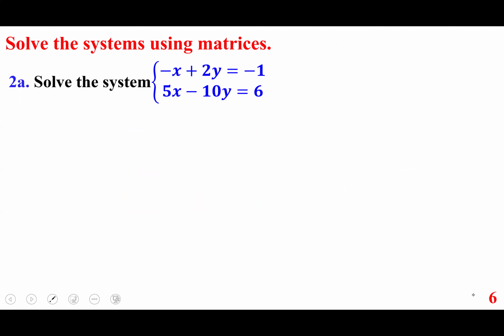Solve the system. Minus x plus 2y equals minus 1, 5x minus 10y equals 6. And we know how to do it by substitution method, by addition method. Now, let's do it by the method of matrices, everybody.